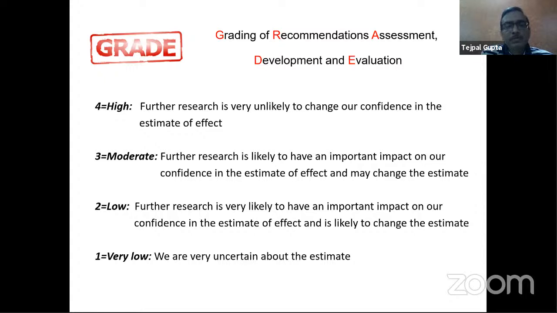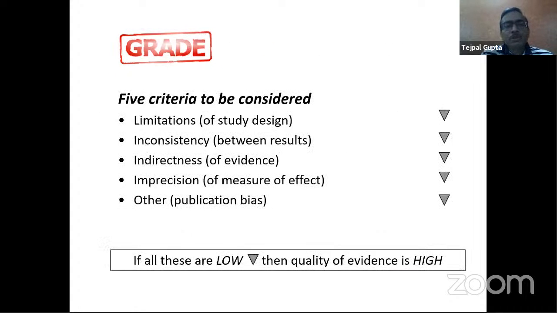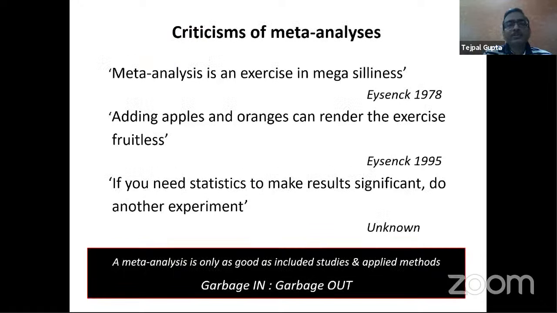And four is high grade of evidence, which is further research is very unlikely to change our confidence in the estimate of effect. So what does the GRADE criteria use? Five criteria GRADE uses, which is limitations, inconsistency, indirectness, imprecision, and other biases. If all of these criteria are low, then the quality of evidence is high, or vice versa. If any of these is present, then it downgrades the quality of evidence. Now, there are several criticisms of meta-analysis, but I always believe that a meta-analysis is only as good as the studies that are included and the methods that are applied. So if you put garbage in, you will get garbage out.